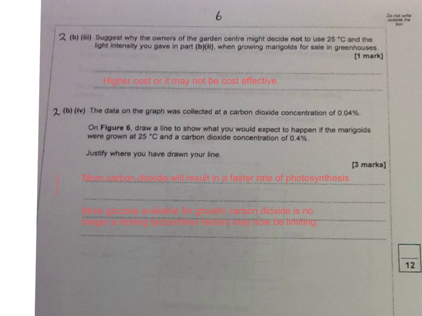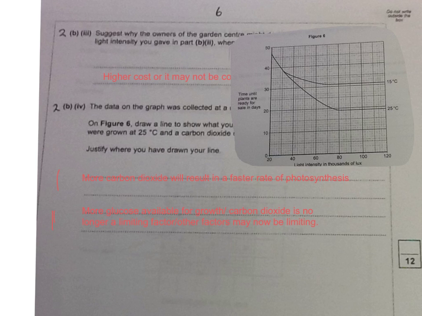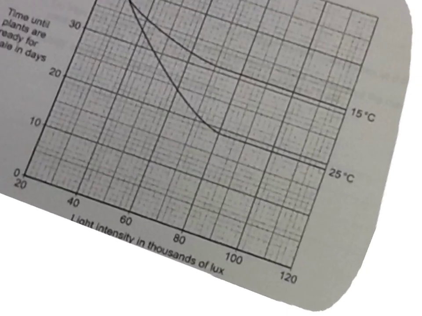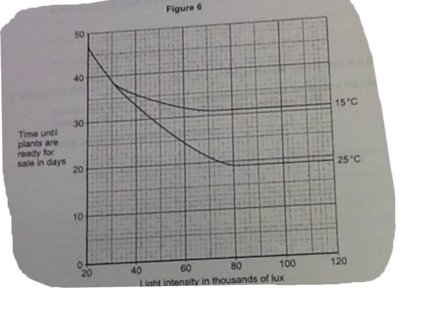Okay, so it was 1 mark for saying that there's going to be more carbon dioxide, so there's a faster rate of photosynthesis, and your second mark for your explanation why that is. So more glucose available, CO2 is no longer a limiting factor. Okay, so let's take a look at the graph. We'll just get that zoomed in now, so get rid of this, and bring the graph into screen.